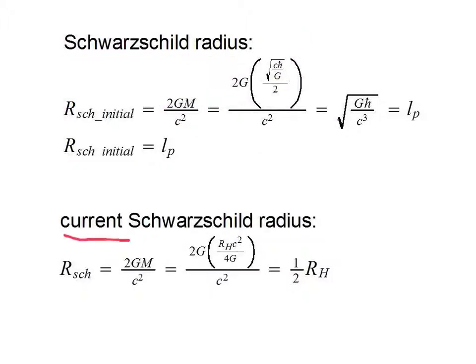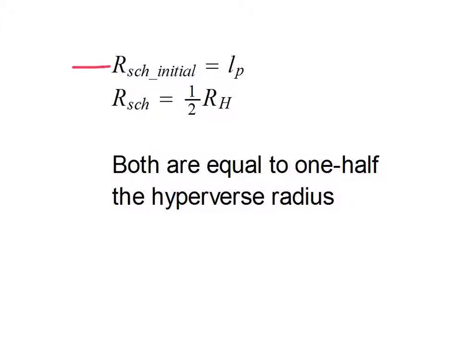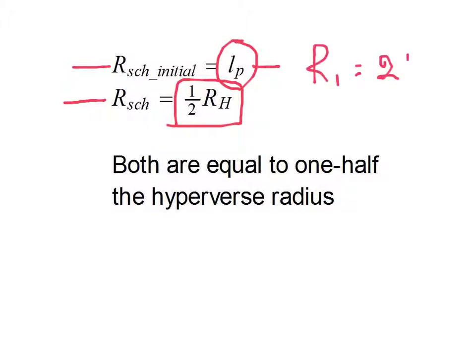The current Schwarzschild radius can be calculated using the same equation, 2G times the mass of the universe divided by c squared, and we get 1/2 the radius of the hyperverse. The initial Schwarzschild radius was 1 Planck length. The Schwarzschild radius in general is 1/2 times the radius of the hyperverse. This value here is 1/2 of the initial radius, which was equal to 2 Planck lengths.